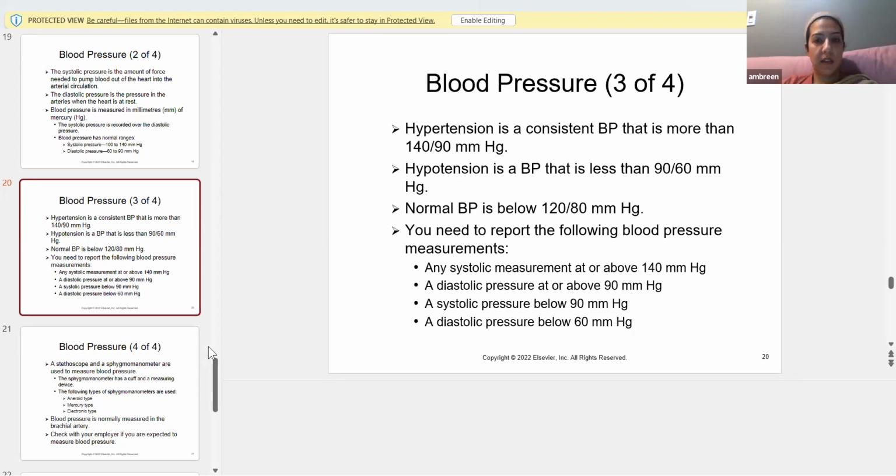Hypertension is consistent blood pressure that is more than 140 over 90 mmHg. We say a person is hypertensive, has hypertension, meaning high blood pressure. That means he has high blood pressure if his blood pressure is more than 140 over 90 mmHg. Again, 140 is the upper one, the systolic, and the diastolic reading is 90, the lower one.